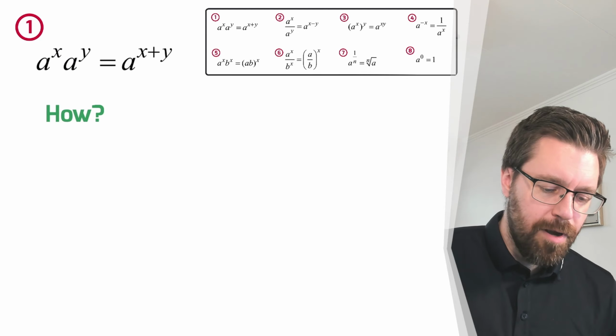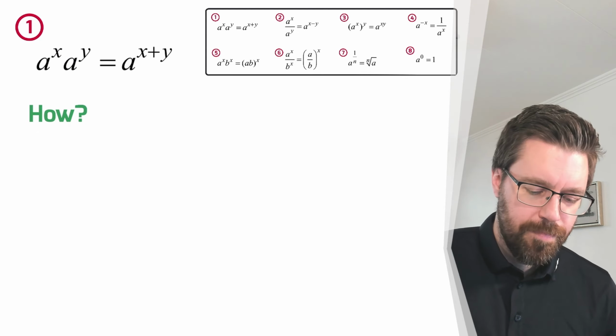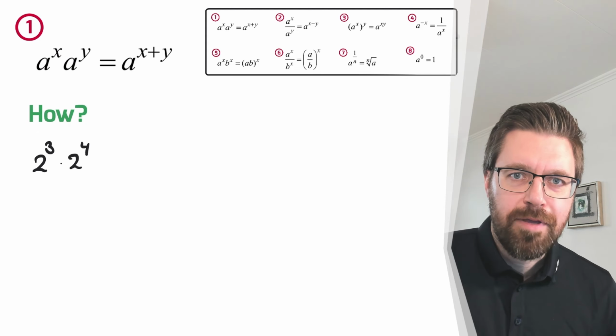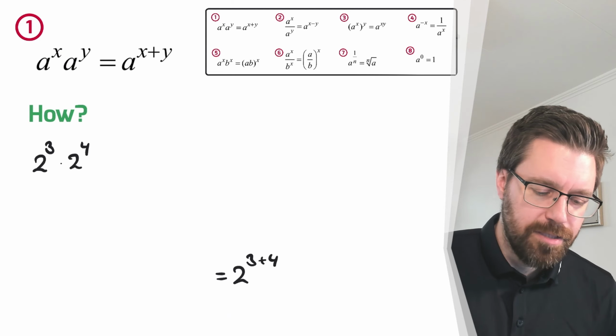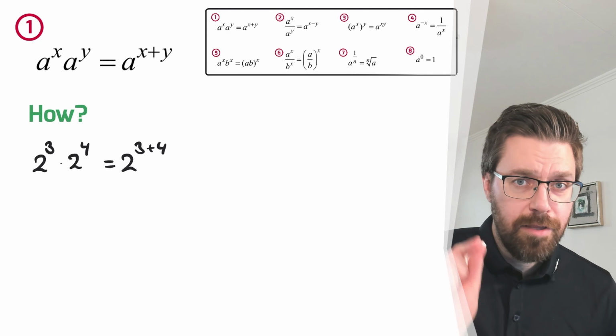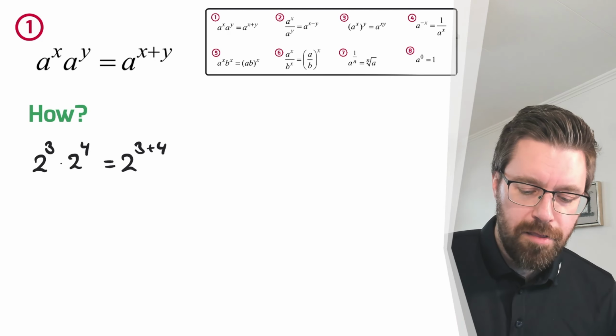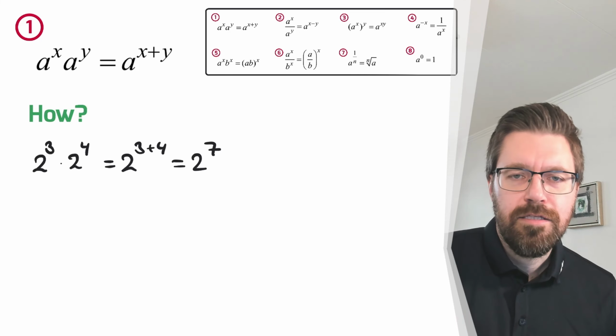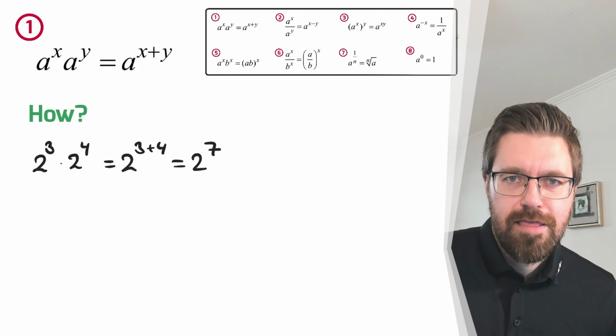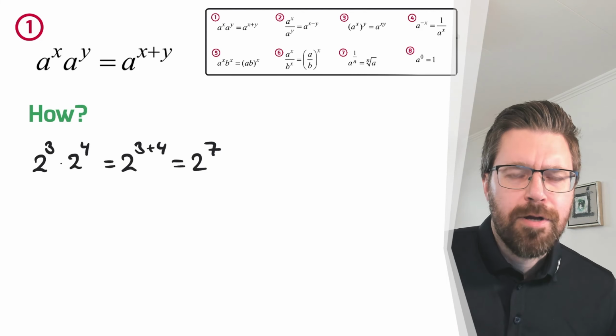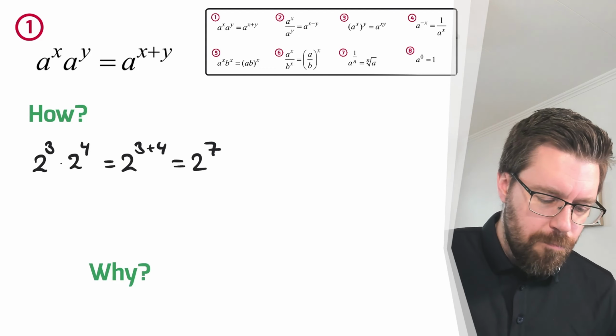A quick example for how it works. If you have this multiplication, then you can write it like this. You add the 3 and the 4 in the exponents, and it equals 2 raised by 7. But why does this work?